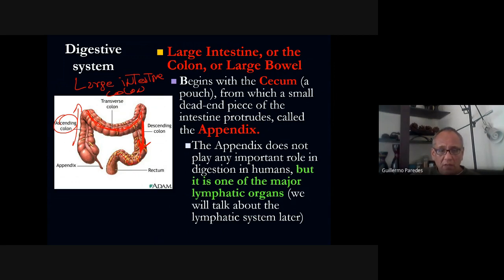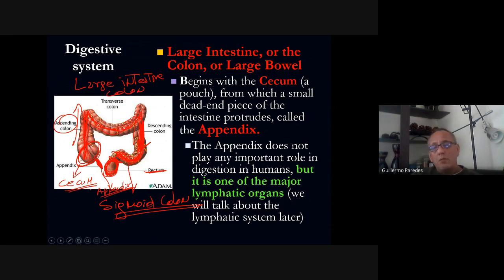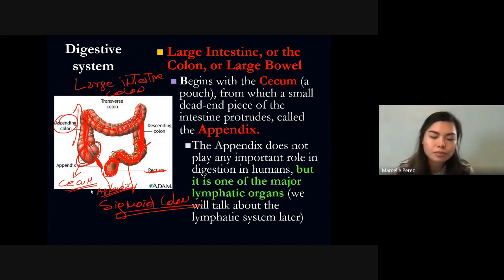Then we have this area that looks like an S, called the sigmoid colon. The sigmoid colon is going to end into the rectum. So we have the ascending colon, transverse colon, descending colon, sigmoid colon, and the rectum. Other components that you need to remember: the first portion of the ascending colon is called the cecum. It's on the cecum that we have the appendix. Okay? We okay with that? Yes. Okay. So let's keep moving.